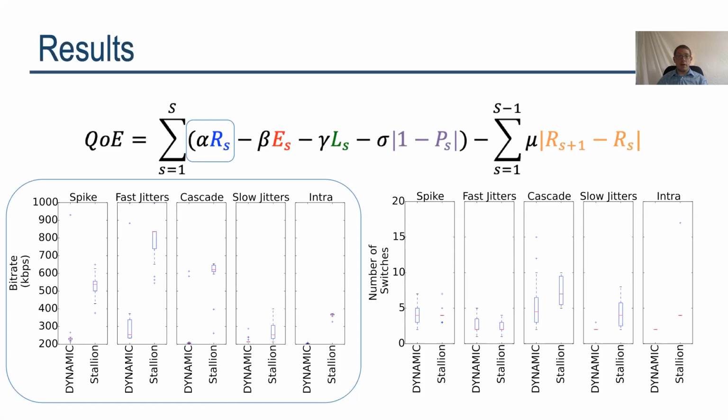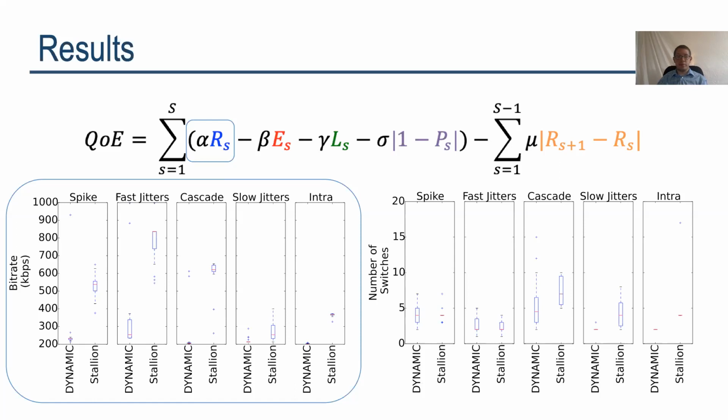The first metric we look at is the average bit rate. It's highlighted here in blue. On the left-hand side, we have Dynamic, and on the right-hand side, we have Stallion for each networking profile. For all 5 networking profiles, Dynamic has a median bit rate less than 300 kilobits per second. The median bit rate for Stallion, on the other hand, is greater for every networking profile tested. Overall, the average bit rate increased from 290 kilobits per second to 530 kilobits per second, a 1.8x increase in average bit rate.